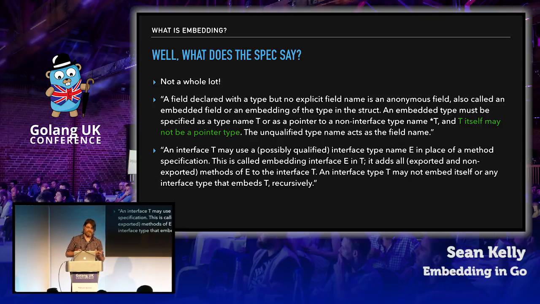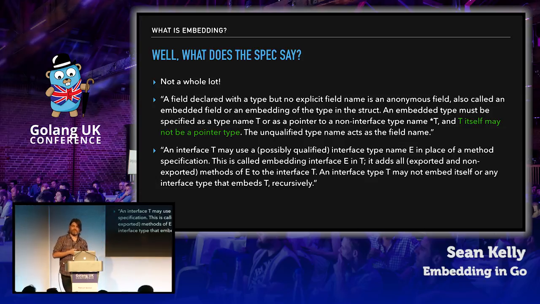An interface T may use a possibly qualified interface type name E in place of a method specification. This is called embedding interface E in T. It adds all exported and non-exported methods of E to the interface T. An interface type T may not embed itself or any interface type that embeds T recursively.